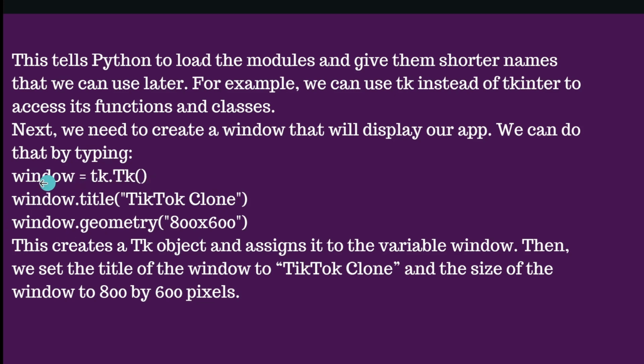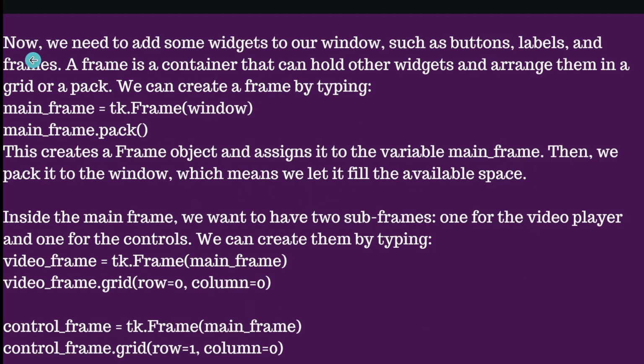And you know what this is for, tk.Tk and this, because we need this for using the functions. This creates a tk object and assigns it to the variable window. Then we set the window title, TikTok clone, or just TikTok, whatever you want to write here. And the size of the window, I explained that before here, so I'm skipping it.